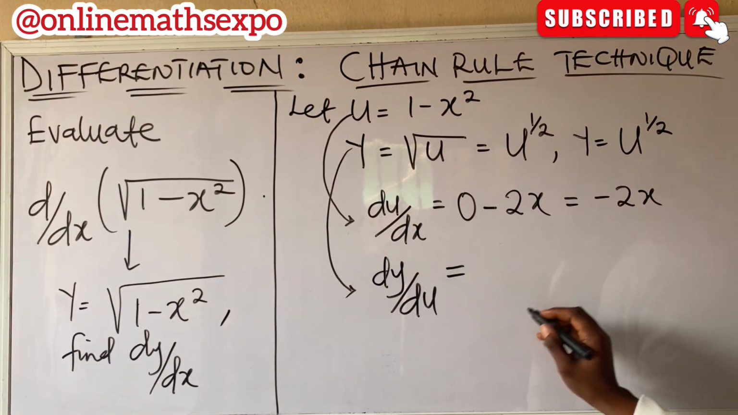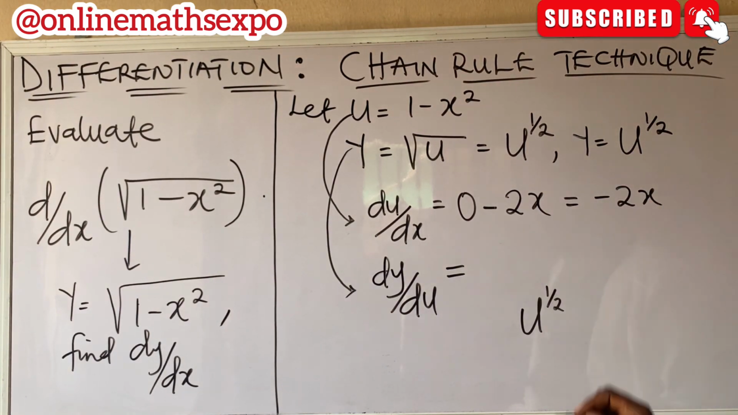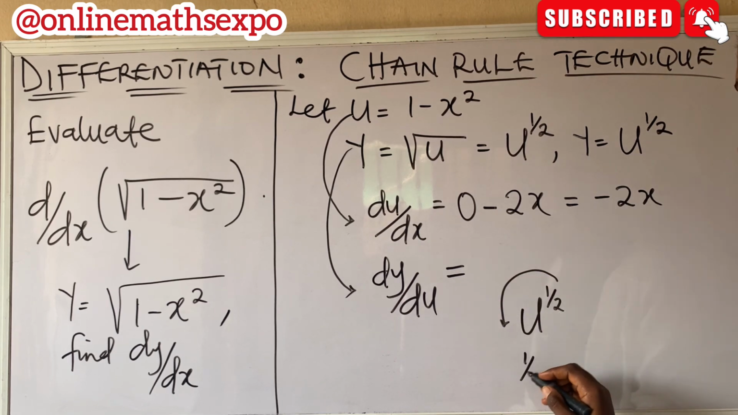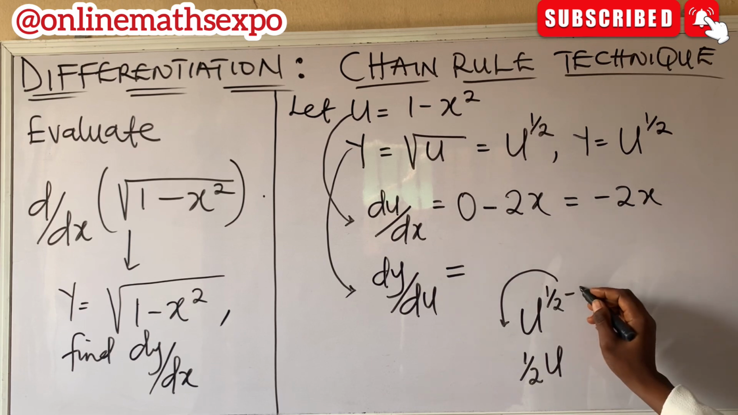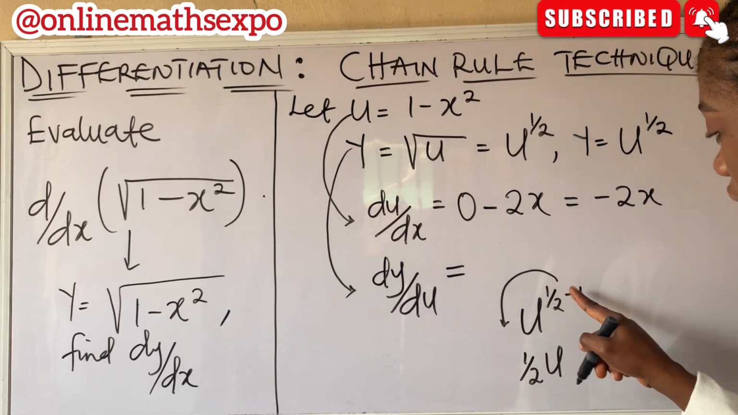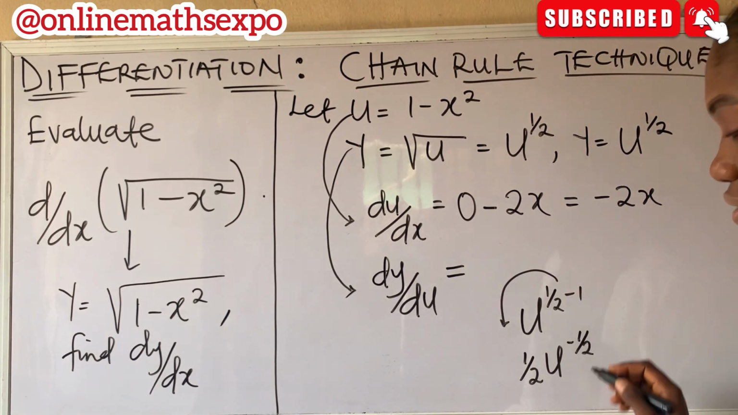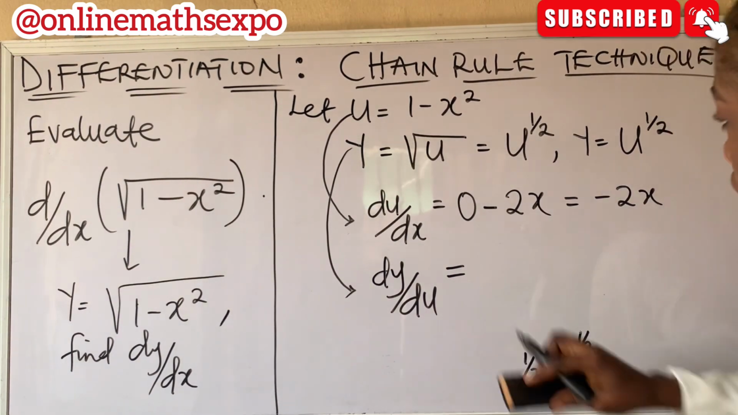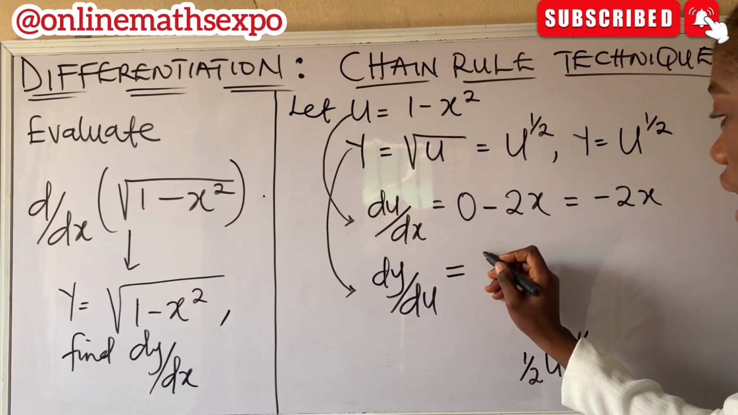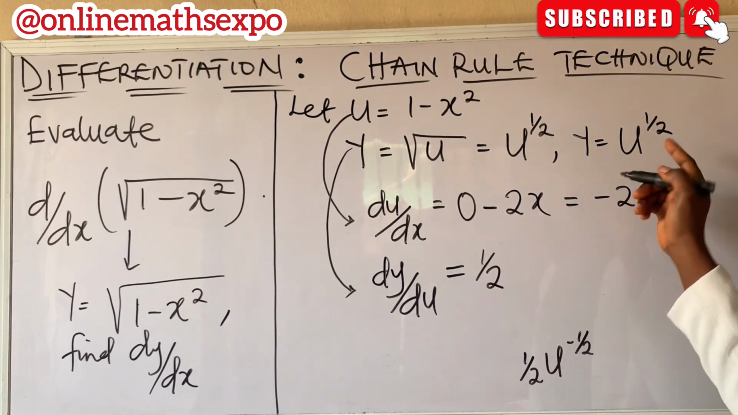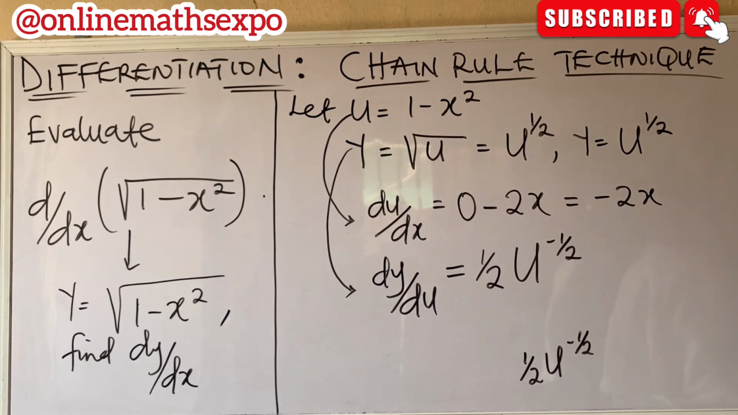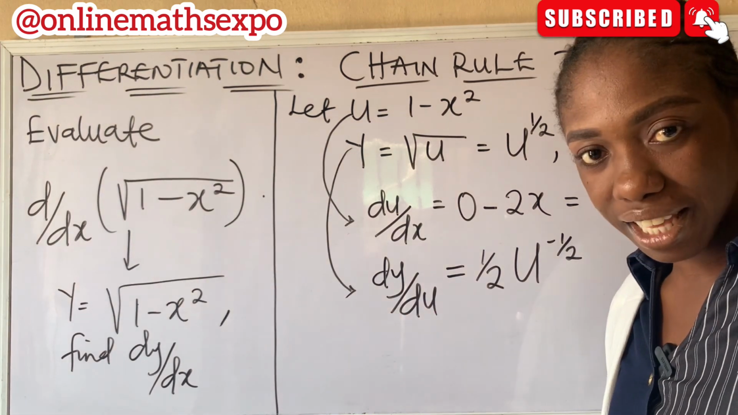This will give us, remember you have u to the power of half. Using the same power rule, this half will multiply to give us half u, then take 1 from half. And half minus 1 will give us negative half. I hope that is clear. So it means that if I differentiate u to the power of half, I'm going to have half u to the power of negative half. So this is now what we have for our dy du.